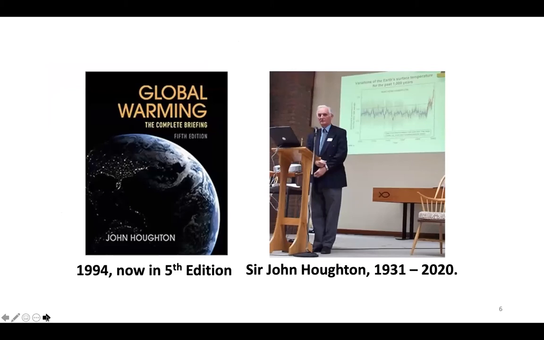So now skip forward to 1994. That is when Sir John Houghton in England published his first book on global warming, which described the ideas that had been developed up to that time. His book is now in its 5th edition, and you can go through those editions and see how much progress has been made in the years since 1994 to the latest edition, which was a few years ago. Unfortunately, John Houghton, who was a major contributor to this, died this past year.